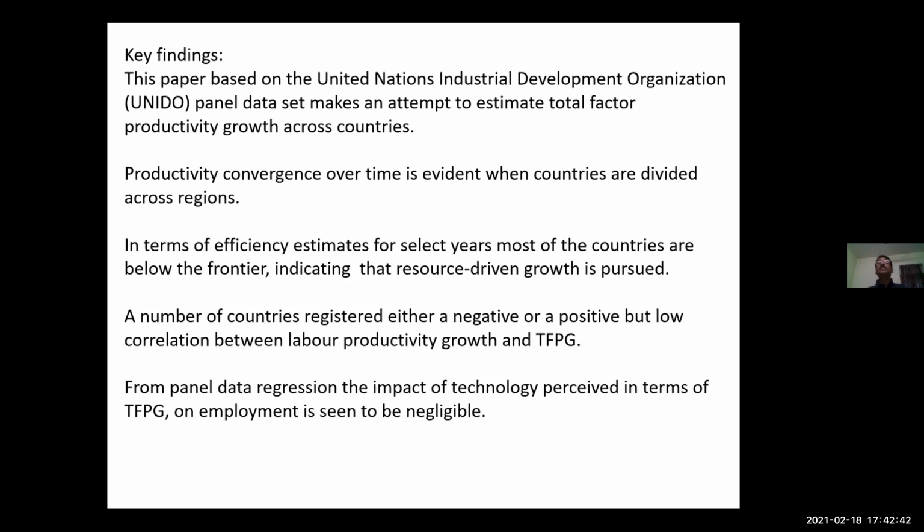A number of countries registered either a negative or a positive but low correlation between labor productivity growth and TFPG growth. So this particular exercise tries to tell you how factor productivity and total factor productivity growth can be very different. And therefore, if we are trying to draw lessons from labor productivity growth, that can be very, very misleading. If there are instances when factor productivity and total factor productivity are strongly connected, then I think the conclusions that you draw either by studying the factor productivity or by studying the total factor productivity growth will converge. But if both of them have very low correlation or a negative correlation, which we are able to see in the recent past, then I think the conclusions are going to be very different.